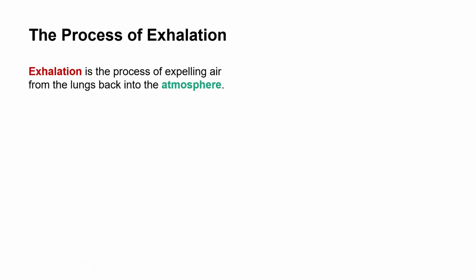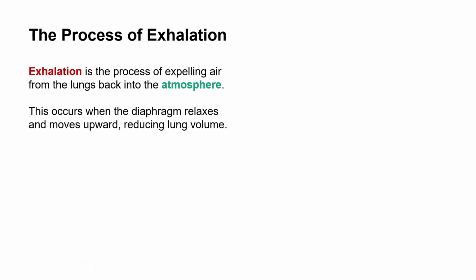So what is exhalation? Exhalation is the process of expelling air from the lungs back to the atmosphere. So exhalation is when you are expelling air out into the environment, or into the atmosphere, from the lungs. And it occurs when the diaphragm relaxes and moves upward. So this is what actually happens.